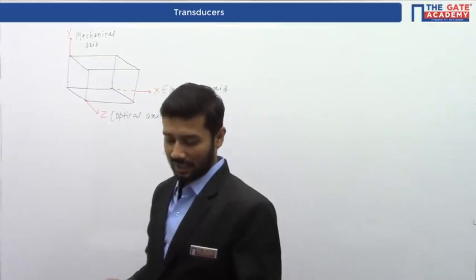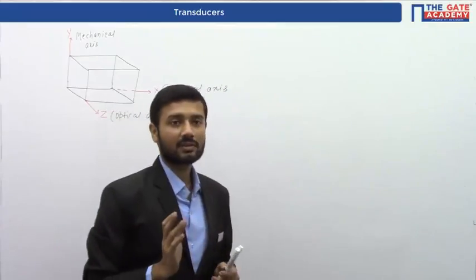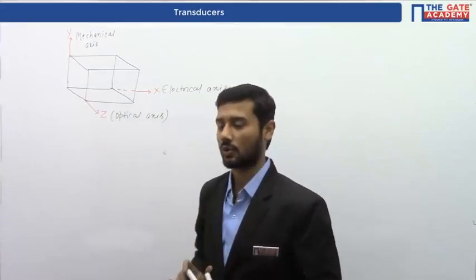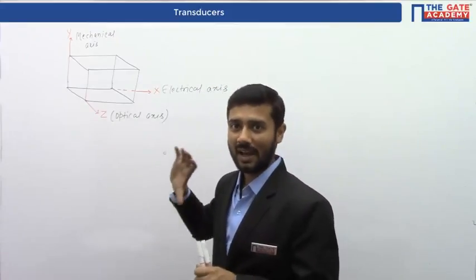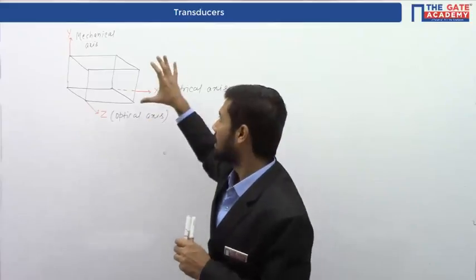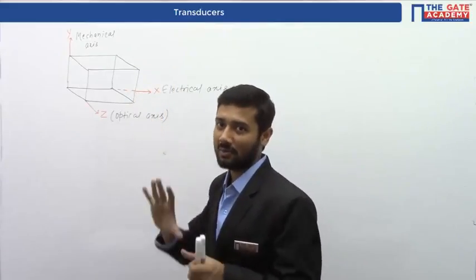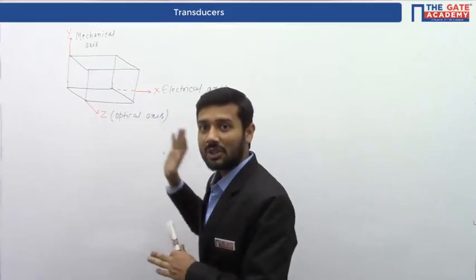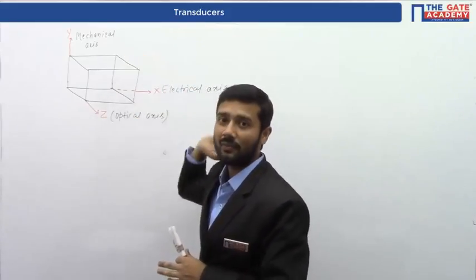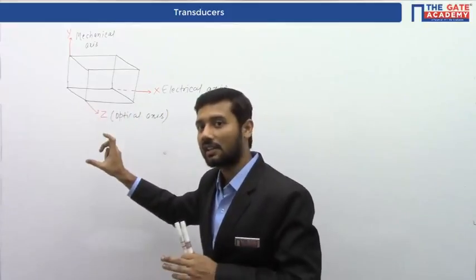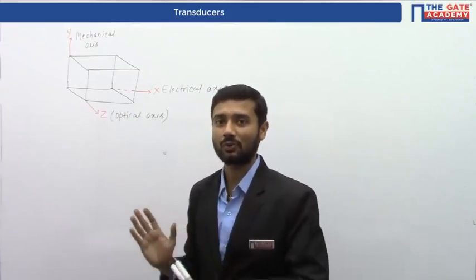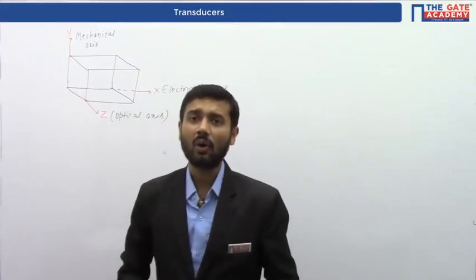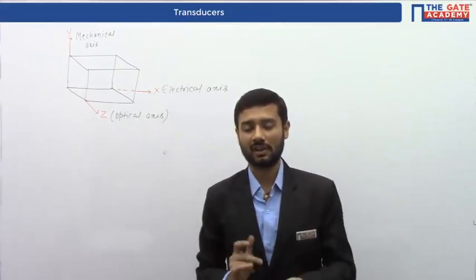Now, here it is given that the thickness of this crystal is 1.25 millimeter. It is mentioned in the question. And the height and width of this piezoelectric crystal are 5 millimeter each. That's why we can say that the area of this piezoelectric crystal is 5 millimeter into 5 millimeter and the thickness is 1.25 millimeter, as already given in the question. Now we have to find the value of strain.